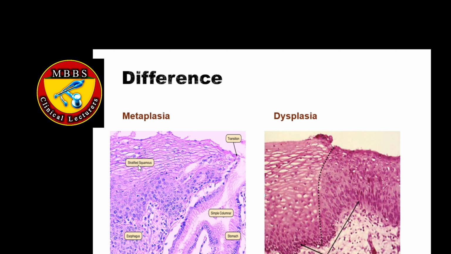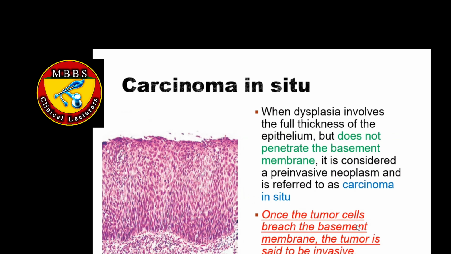Columnar epithelium is changing into stratified squamous epithelium at the junction of the esophagus, which we call Barrett's esophagus. Now, dysplasia is completely different. It has a disorganized pattern of growth. It has nuclear pleomorphism, a lot of hyperchromasia, and altered nuclear cytoplasmic ratio.